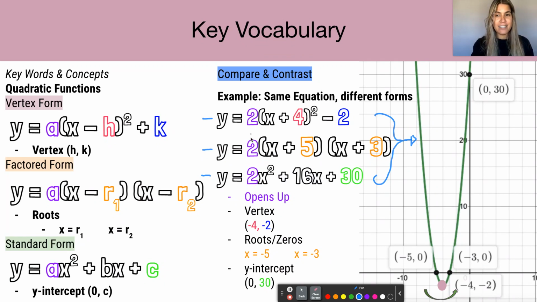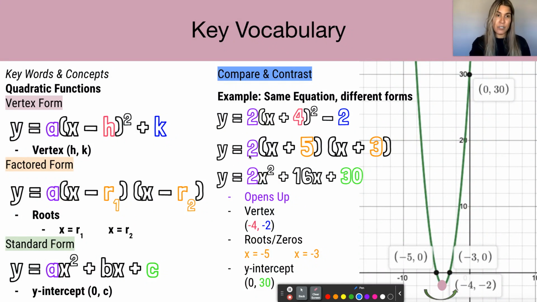I see that my leading coefficient is 2, a positive number. That tells me that it's going to open up, so it's going to have a minimum. The vertex, the turning point, is a minimum. Now, my vertex form gives me the vertex. And we know that the vertex is (-4, -2).